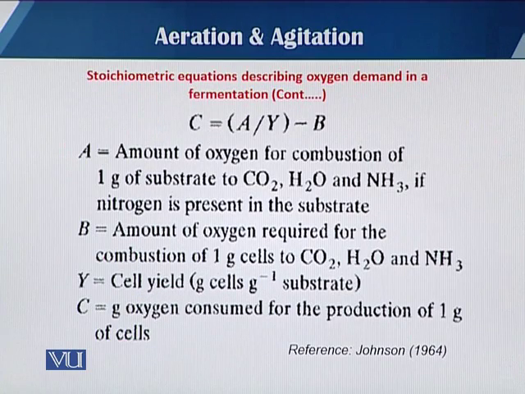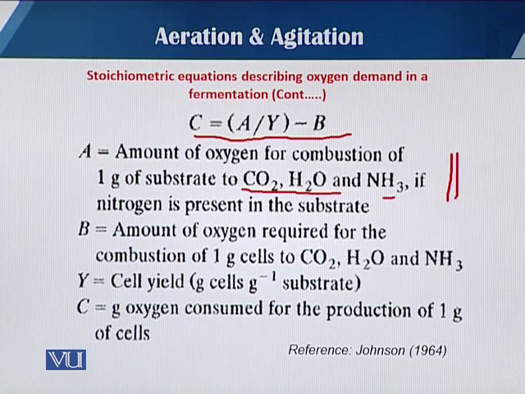As reported by Johansson 1964, he gave the equation C is equal to A over Y minus B, where A is the amount of oxygen for the combustion of 1 gram of the substrate to carbon dioxide and water, and ammonia if nitrogen is present in the substrate. B is the amount of oxygen required for the combustion of 1 gram of the cells to carbon dioxide and water, and likewise NH3.